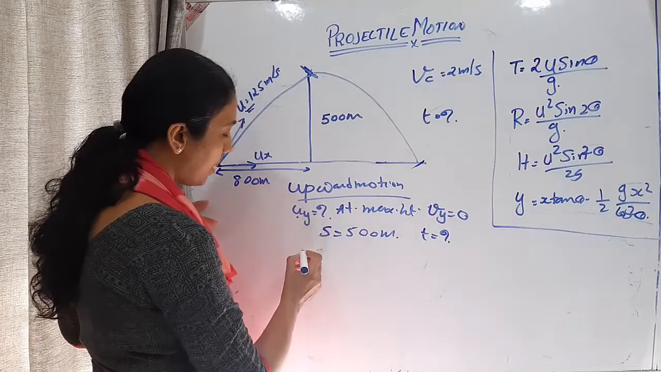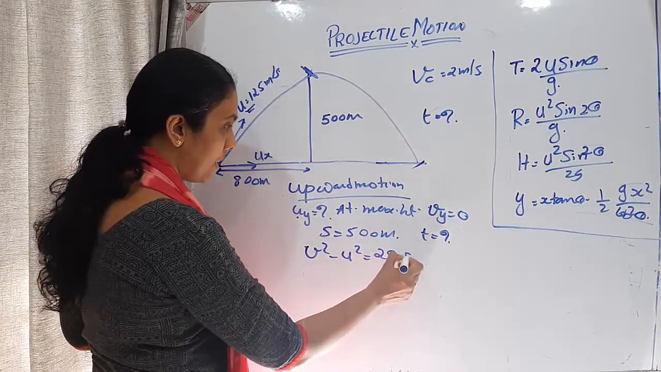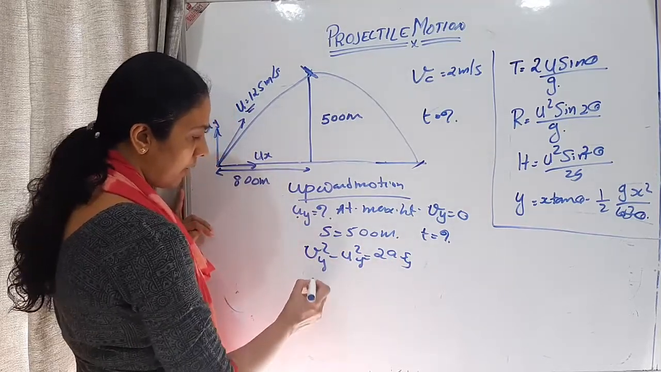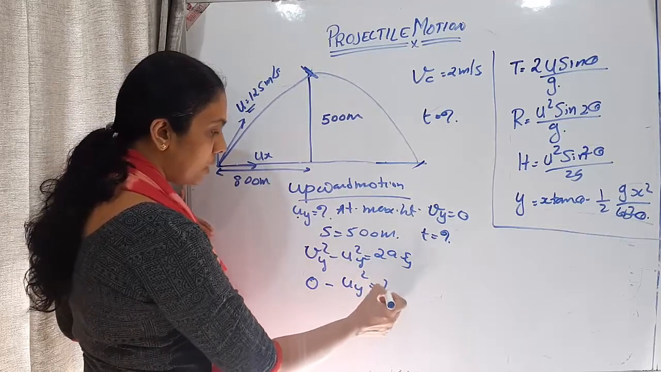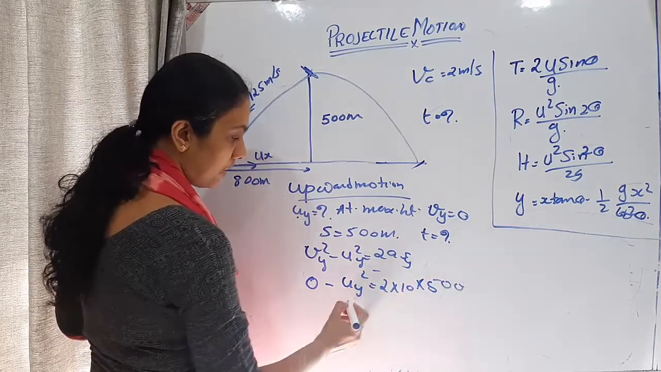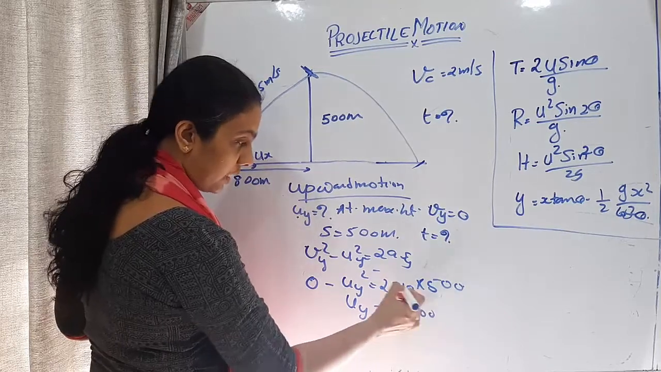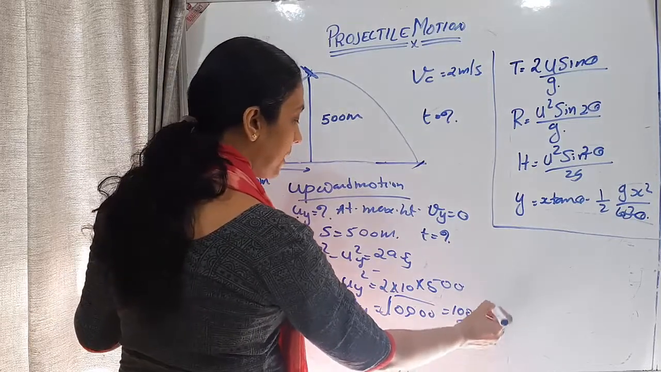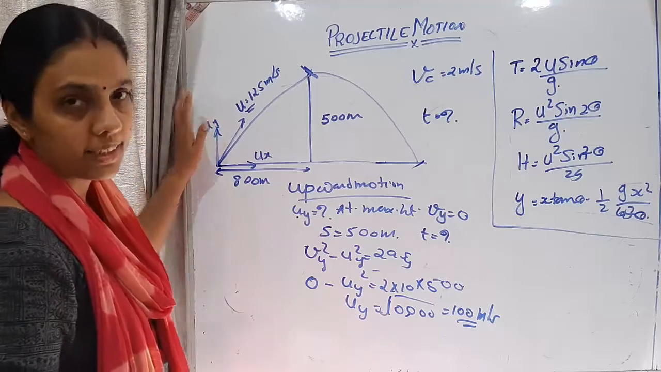Okay, so first I will do it with v square minus u square equals 2as. Okay, vy, uy, sy. So what is vy? vy is 0, so 0 minus uy square equals 2 into minus 10 into 500, since it's moving in the upward direction, that is minus 10,000. Therefore, I'll get uy as the square root of 10,000. The square root of 10,000 is 100 meter per second. That is the velocity along the y direction, we got it as 100 meter per second.